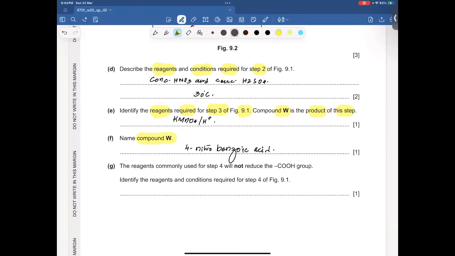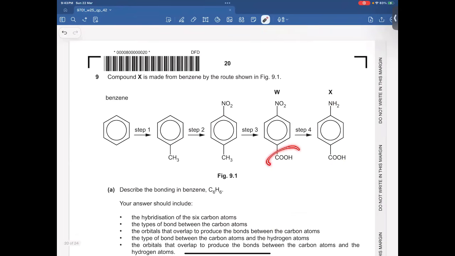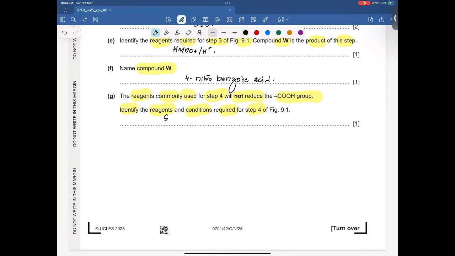In the next part, the reagents commonly used for step 4 will not reduce the COOH group. Identify the reagents and conditions required for step 4. In step 4, COOH will remain as it is, whereas NO2 is converting into NH2. For this conversion, I've told you in the class, we'll be using tin and concentrated HCl. The mixture is a reducing agent and reflux is the condition.